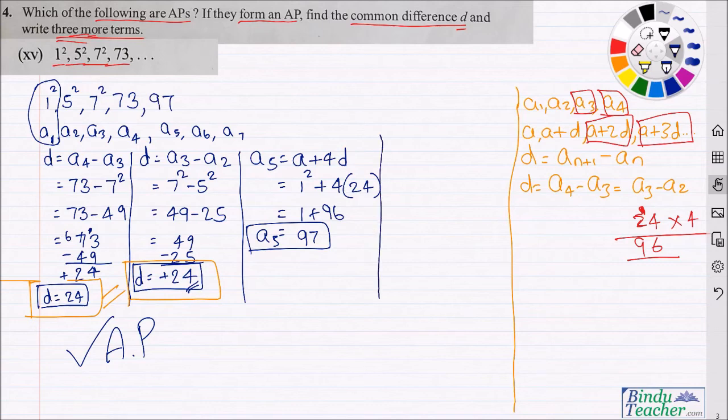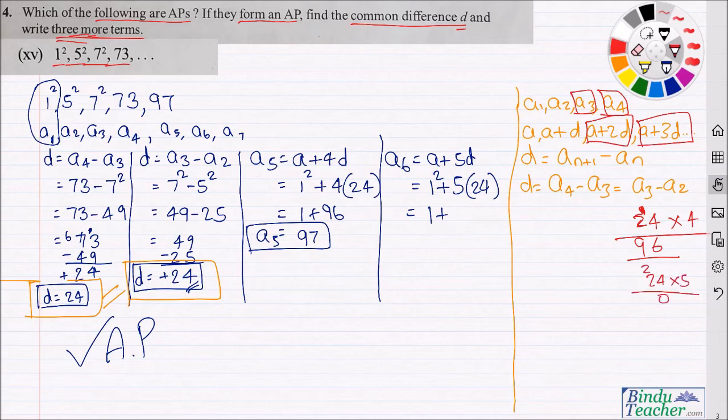Now let's calculate A6 similarly. A6 equals A plus 5D. A is 1 square plus 5 into 24, which equals 1 plus, let's calculate 24 into 5. 5 into 4 we have 20, and 5 into 2 is 10, plus 2 which is 12. So that makes 120. Sorry for the wrong ink. It is 120. So the final answer for A6 is 121. Now let's write this down here, 121.